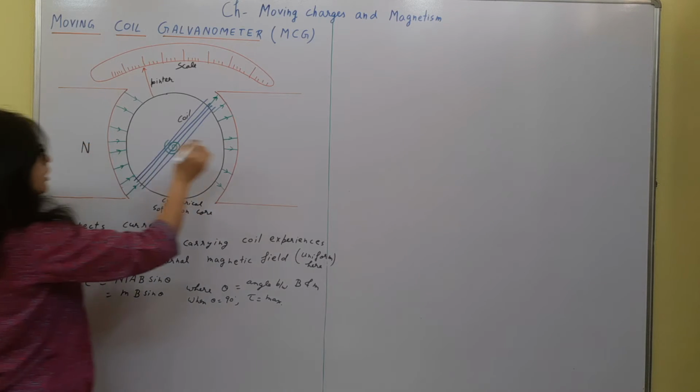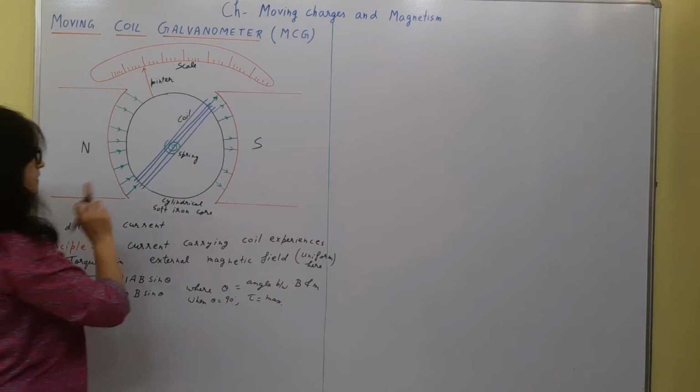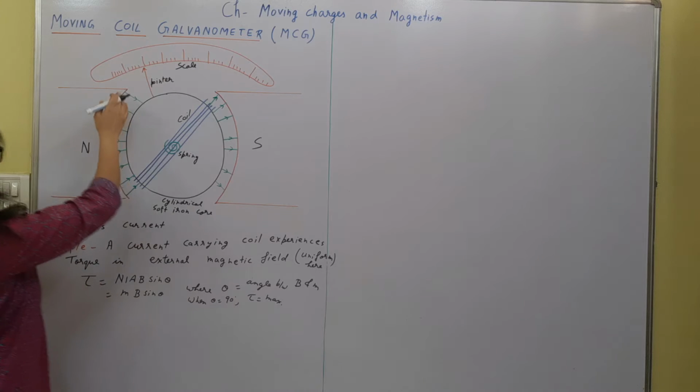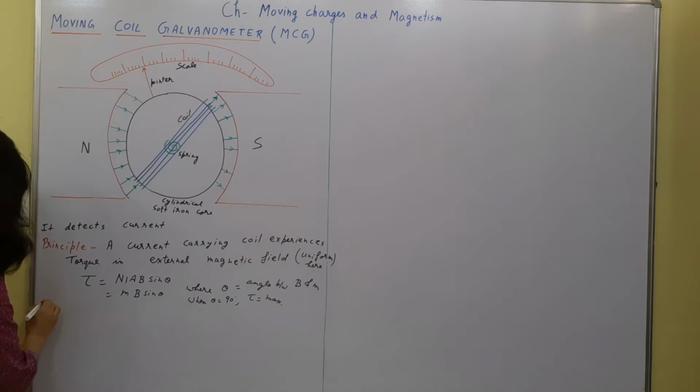As I told you how it looks from the top, I have drawn the top view of the setup. So these magnets are also cylindrical. Now principle I have already written, that a current carrying coil experiences torque in external magnetic field which is uniform over here. Now torque it will experience will be maximum. Construction I have already explained. We can write down a few points about the construction.